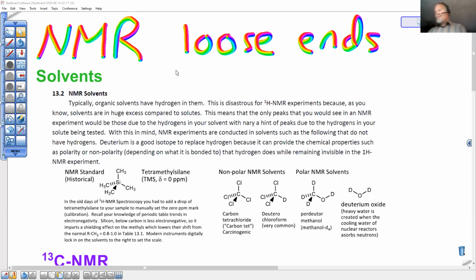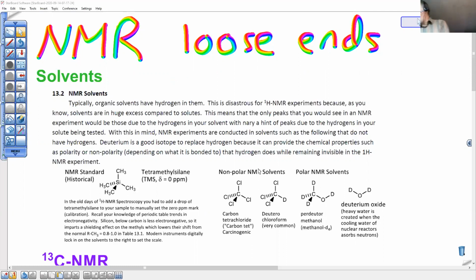We can't choose a solvent that has hydrogens in it because, as you know, solvents are the vast majority of a solution. And if you had a solvent that had hydrogens in it, you would see one peak in your NMR, or two peaks if your solvent had two types of H's, etc. So we have to pick solvents that are not active in the proton NMR region of the experiment, which runs from 0 to 12 ppm if you look at your chart.